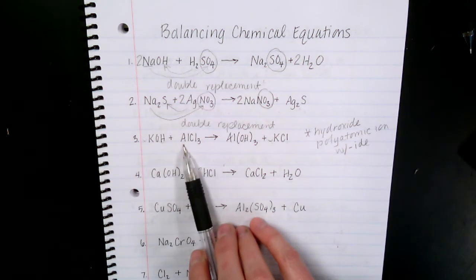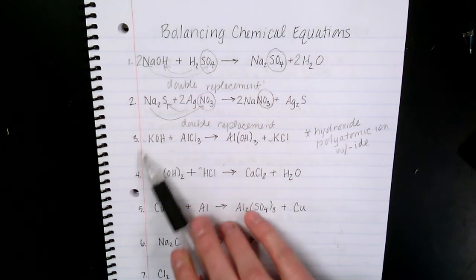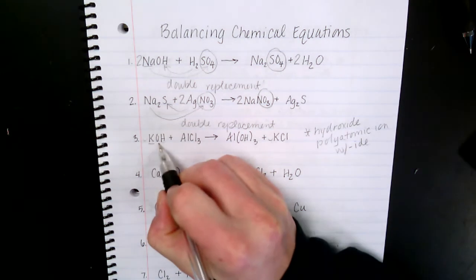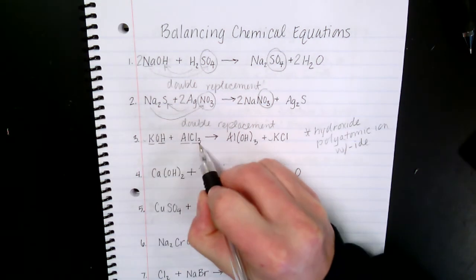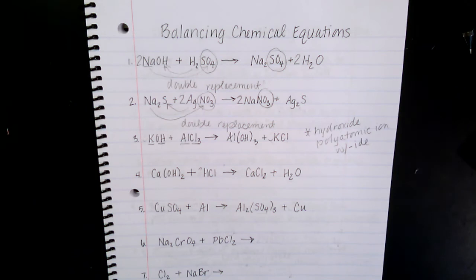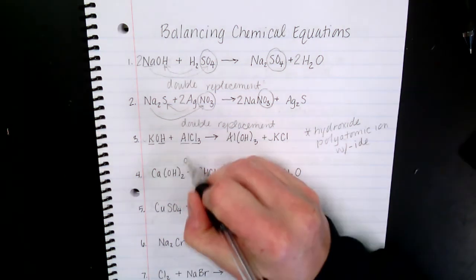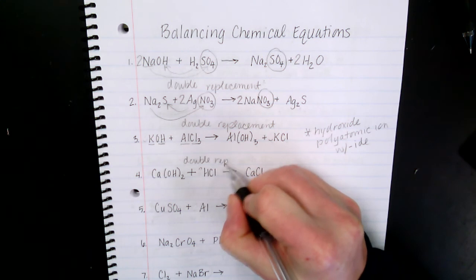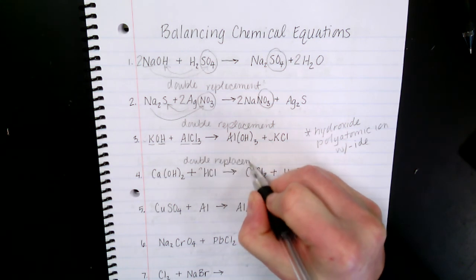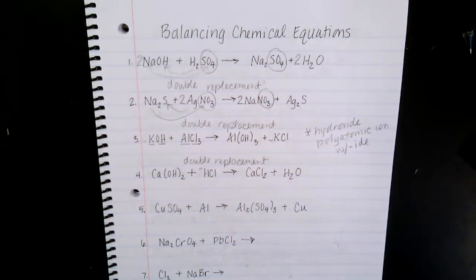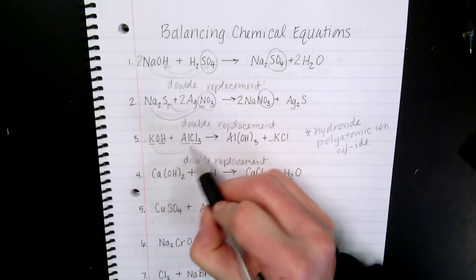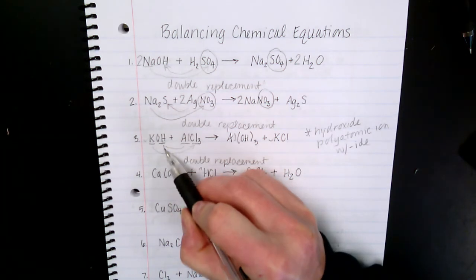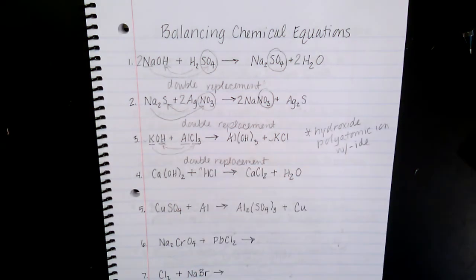Next one, we have potassium hydroxide. So that is bonding with aluminum chloride. So it's a compound with potassium and hydroxide, aluminum and chloride. So it's got 2 things in each one of them. It is also going to be a double replacement. So they just switch endings. Potassium will bond with chlorine. Aluminum will bond with hydroxide.